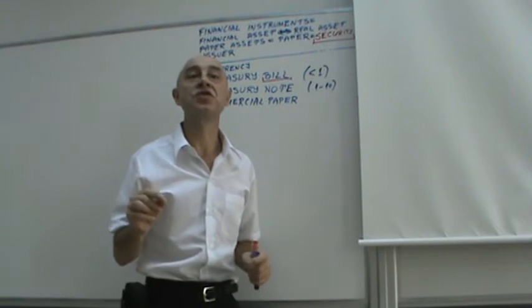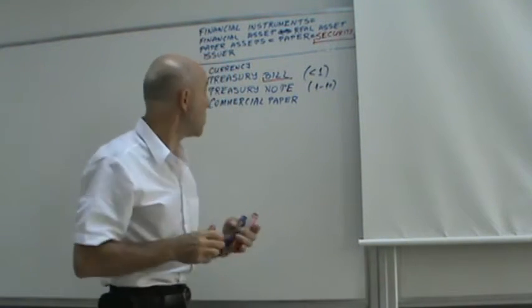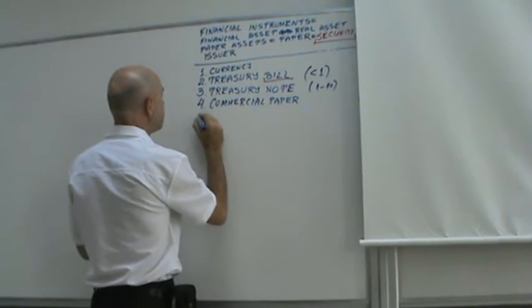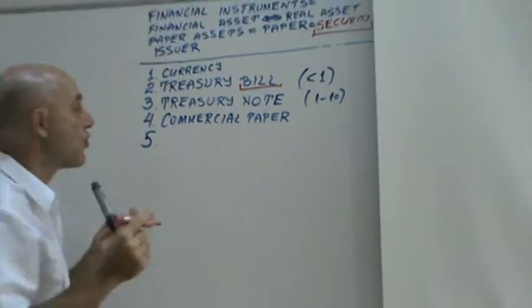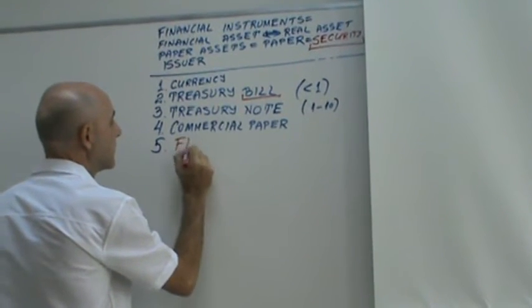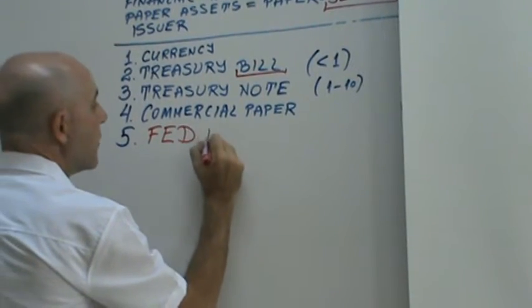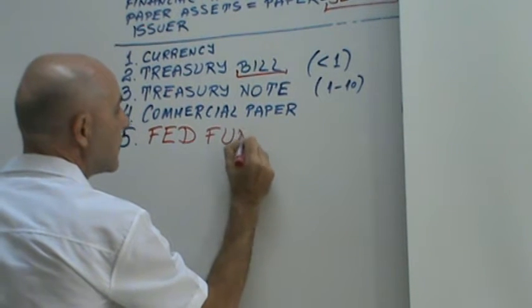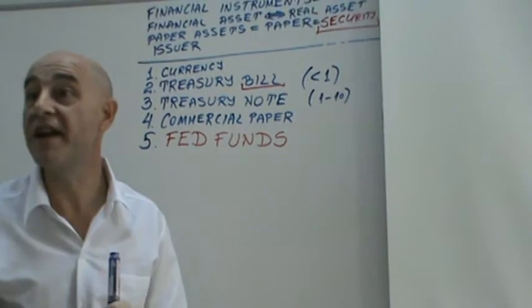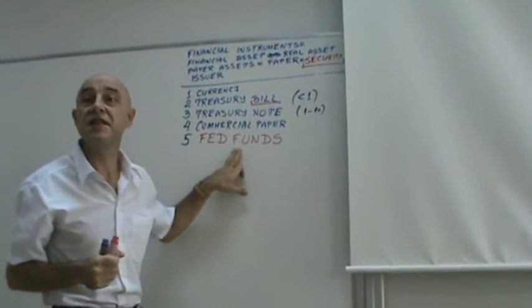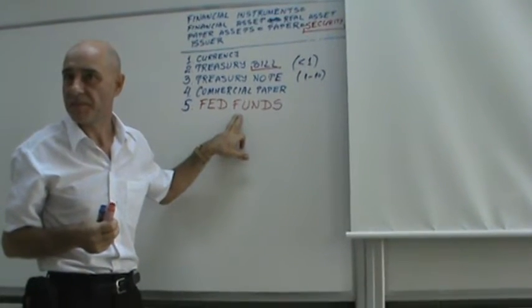Next, not in the table. Let's write it out in red. Fed funds. This is tricky.